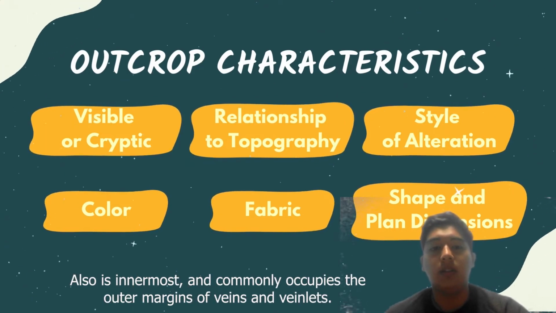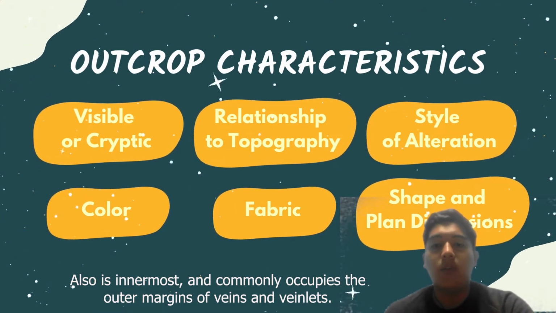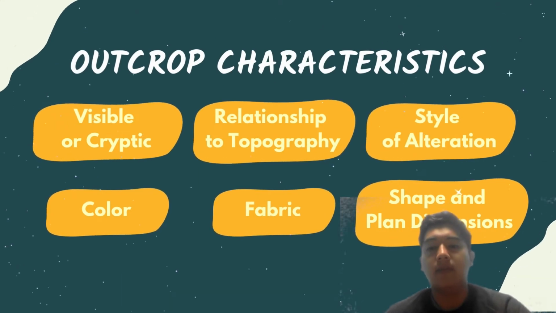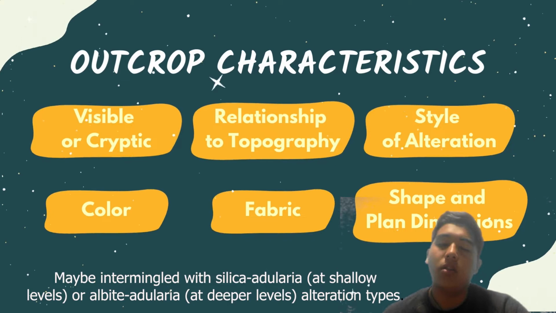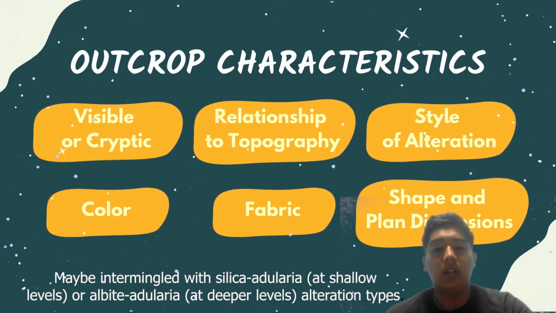It is also innermost and commonly occupies the outer margins of veins and veinlets. It may be intermingled with silica at shallow levels or albite at deeper levels. Alteration types.